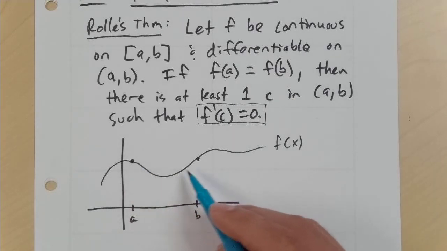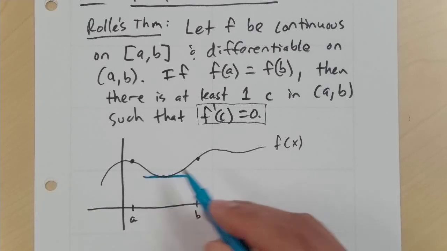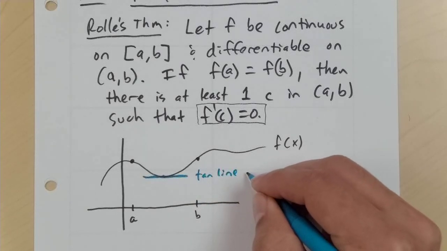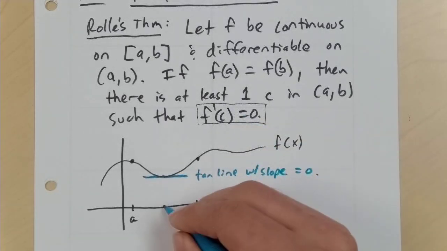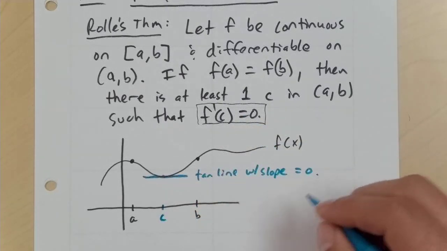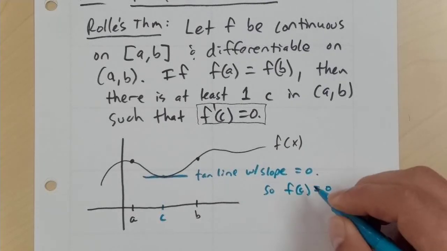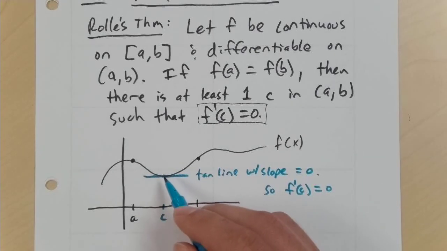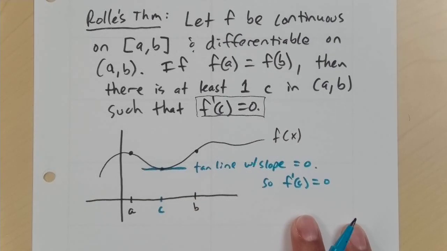So if you look at the picture here, that seems pretty obvious that right at this point, we have a tangent line with a slope equal to 0. And that's what this means. So this would be the c value here. So f prime of c would have to be equal to 0 in this picture right here at this point. Okay? So intuitively, hopefully it makes some sense.